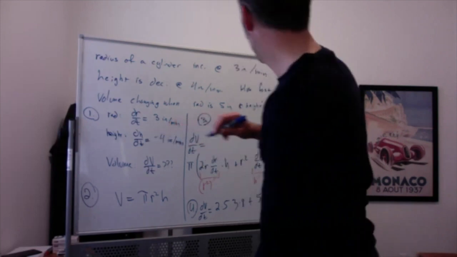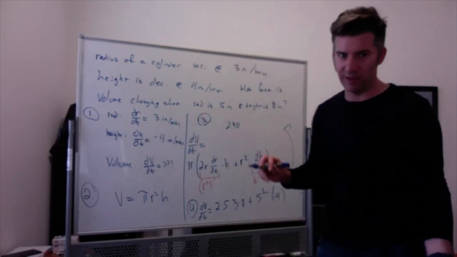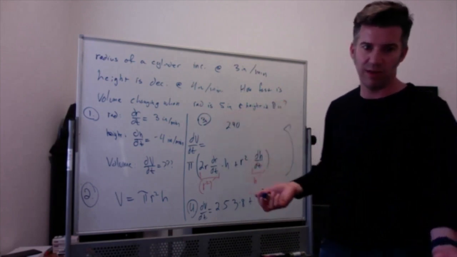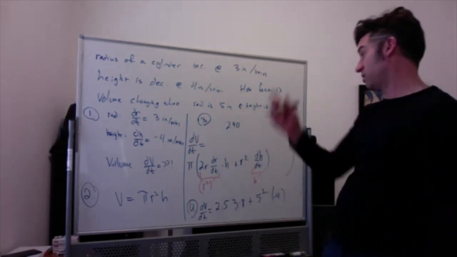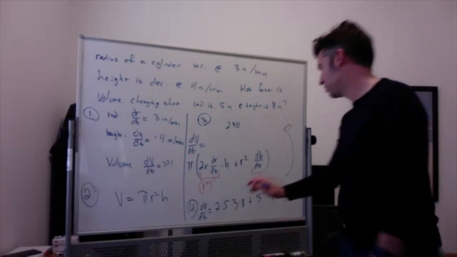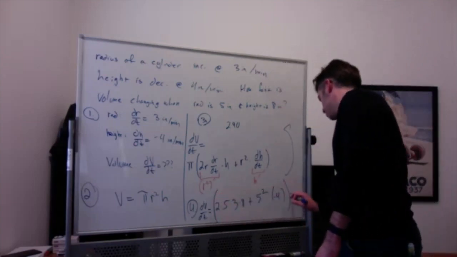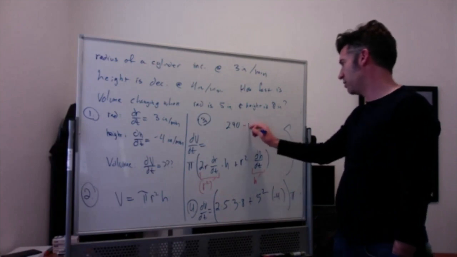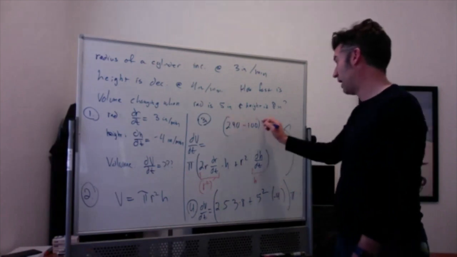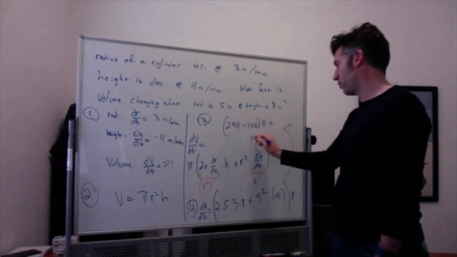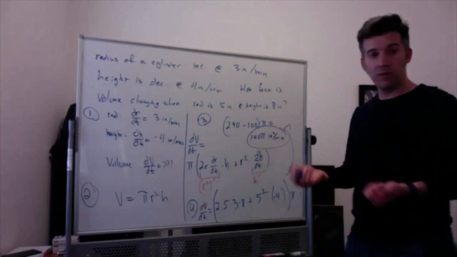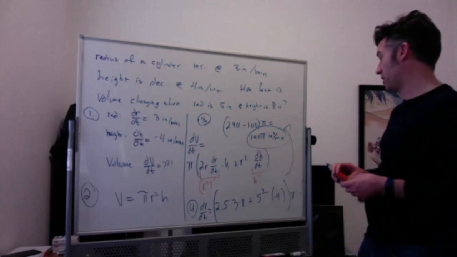Oh, well, the mistake is not that big a deal. The mistake is that I switched the radius and the height values, but that doesn't really matter. Oh, I forgot the pi. Yes, I did forget the pi. So I get 240 minus 100 times pi, which is 140 pi cubic inches per minute. So this is increasing at a rate of 140 pi cubic inches per minute.